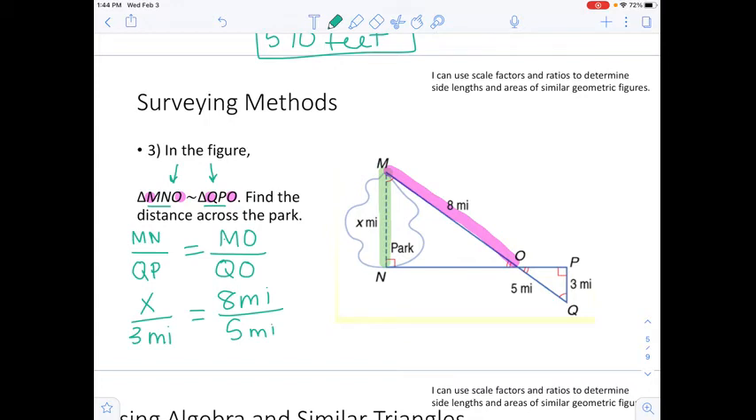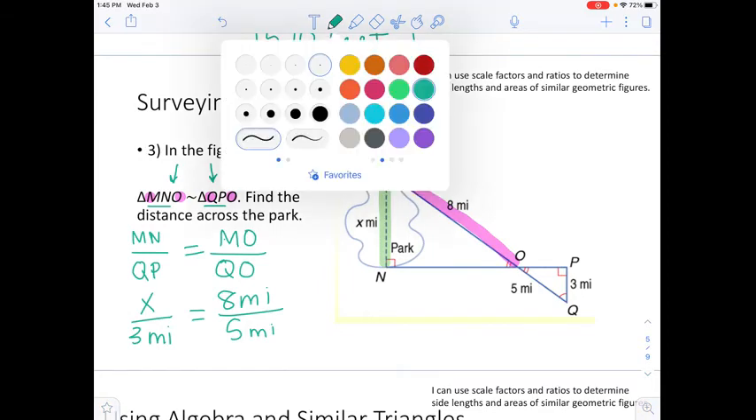Okay, the nice thing about using the letters instead of the pictures is because it helps to keep things consistent. When we look at these two triangles, they're like flipped around, so sometimes it gets confusing as to which side corresponds with which side on the other triangle. So really, it's good to rely on those letters.